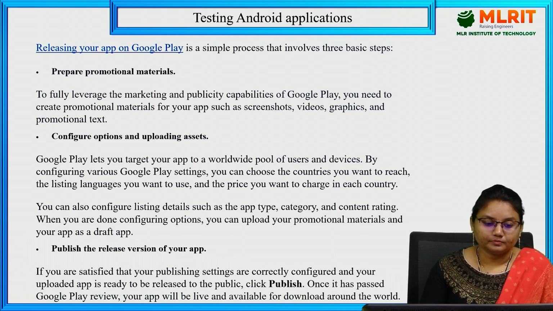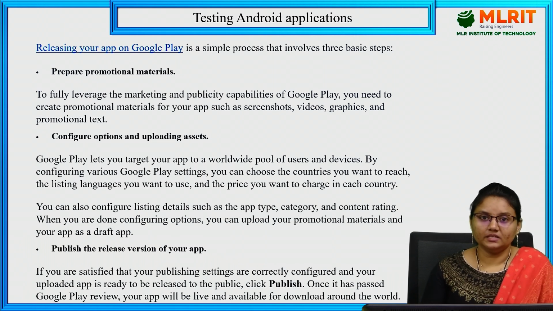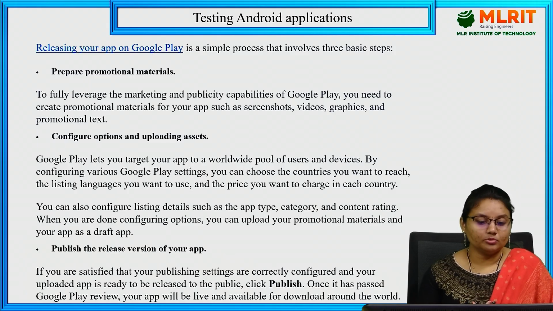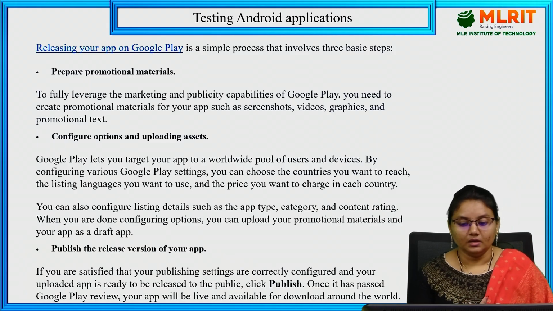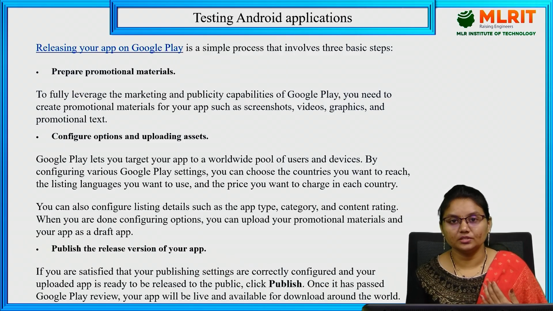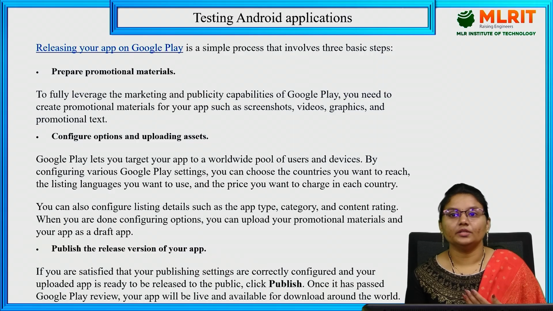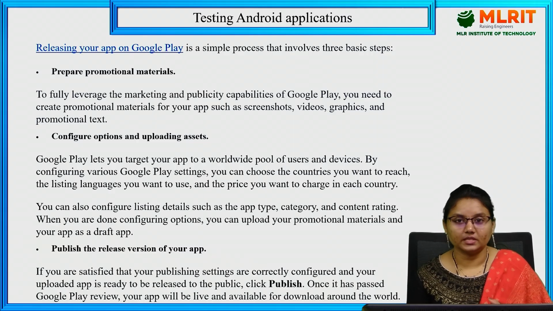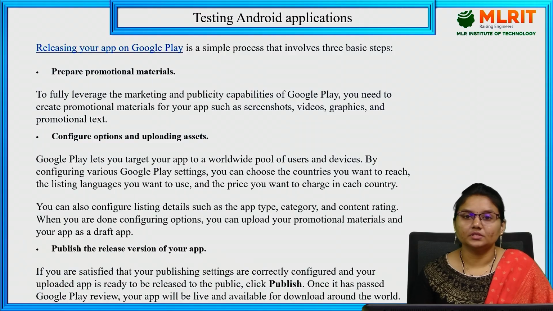So prepare promotional materials. Once your app versions are released, prepare the promotional materials, like creating screenshots, videos or graphics of how your application is going to run and what the uses of running your application are. Okay, such things can be added. And configure options and upload assets.